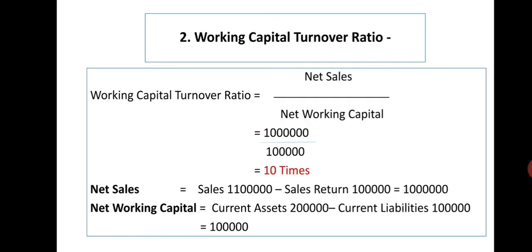Working capital turnover ratio. So net sales divided by net working capital. Net sales we have already calculated: sales 11 lakh minus sales return 1 lakh, net sales is 10 lakh. And net working capital: current assets is 2 lakh and current liabilities is 1 lakh. So net working capital is equal to 1 lakh. So 10 lakh divided by 1 lakh, it comes to 10 times. Keep in mind, efficiency ratios are expressed in times.